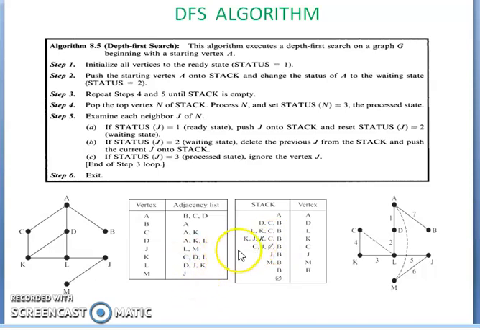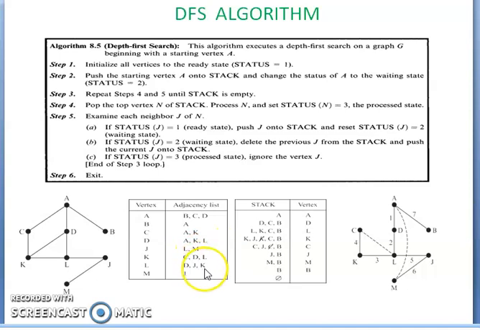Now you see, for L, what are the neighbors? D, J, K. What is D? D is already processed. Ignore it. What is the next one? J. J's status is newly visited. Change the status from 1 to 2 and push the J value into the stack.